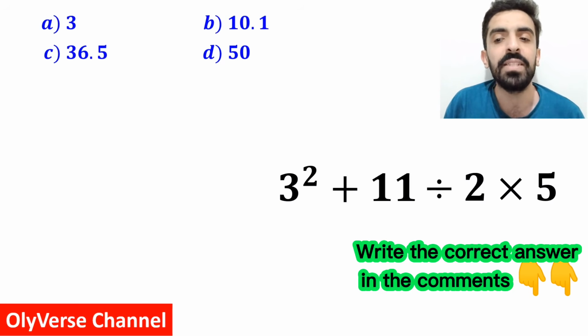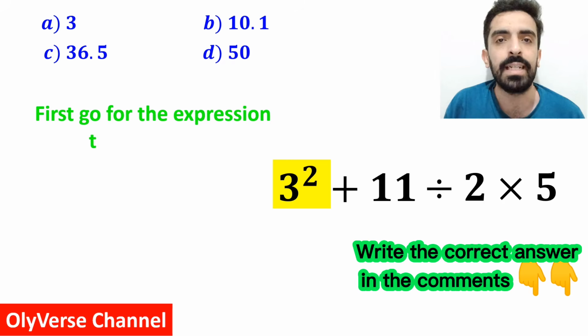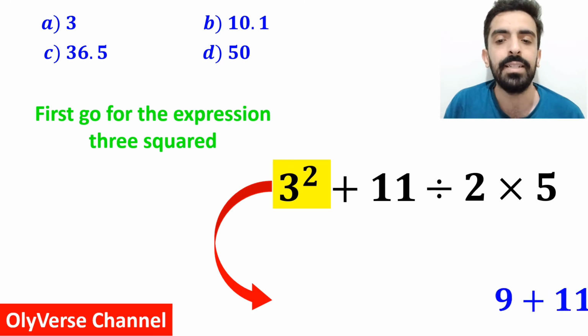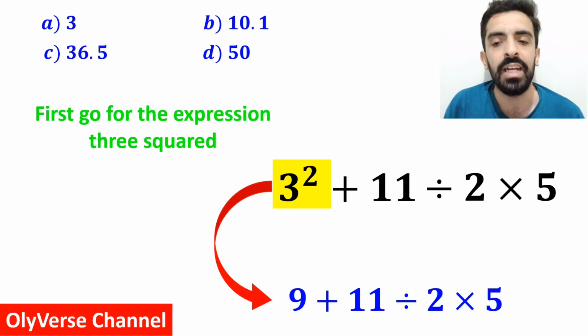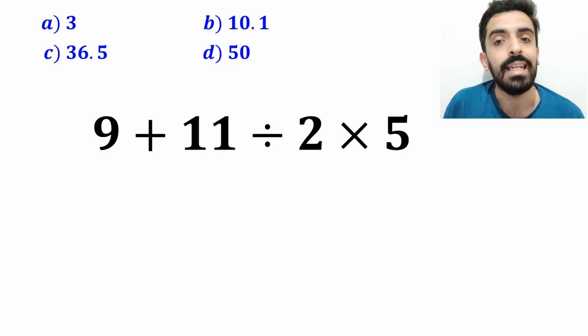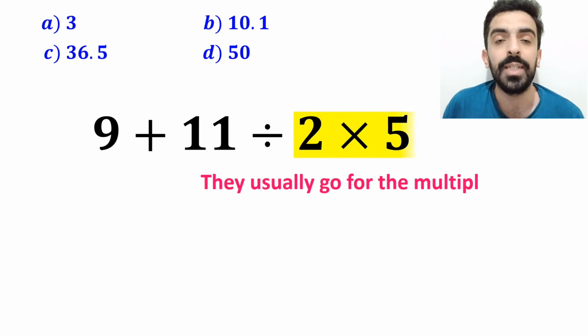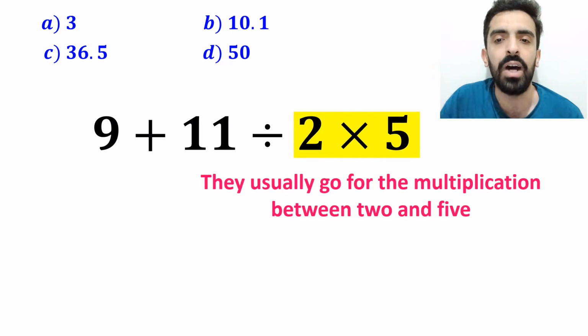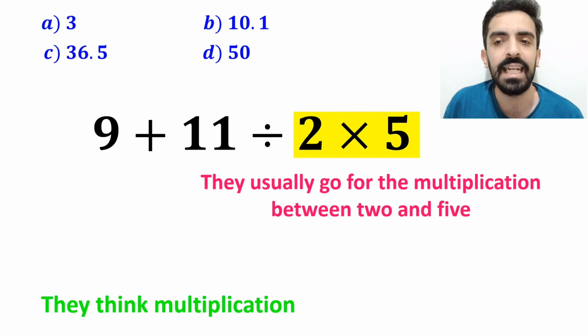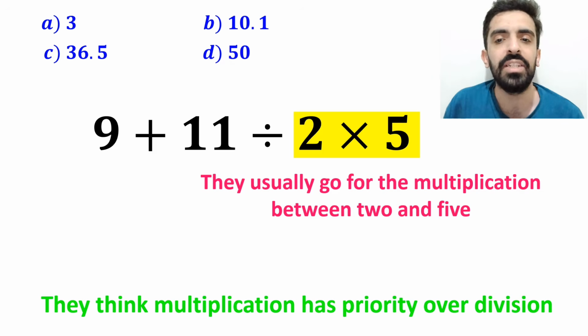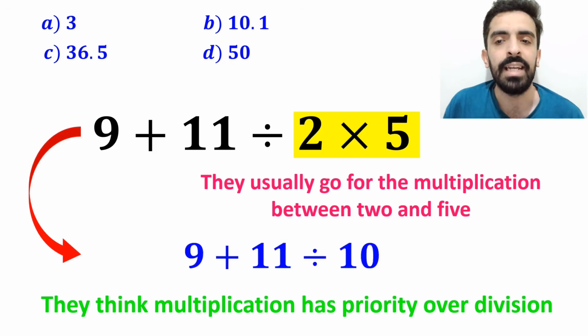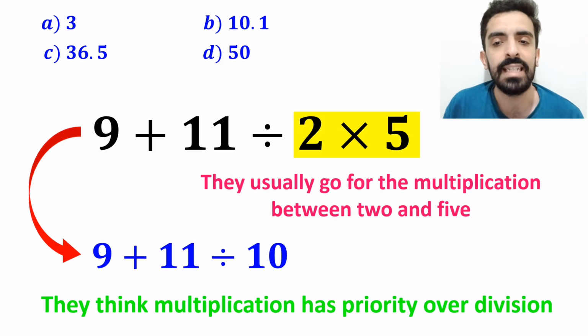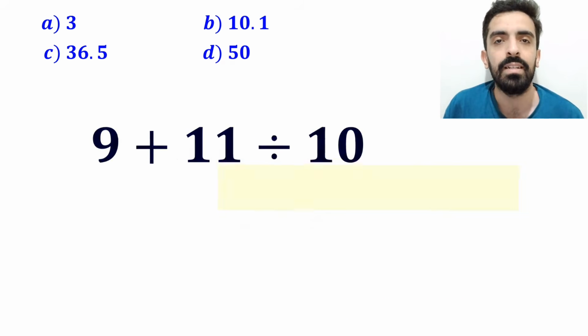Also, some other people when solving this question first go for the expression 3 squared and they simplify it to 9 plus 11 divided by 2 multiplied by 5. In the next step, they usually go for the multiplication between 2 and 5 because they think multiplication has priority over division. So, they rewrite this equation as 9 plus 11 divided by 10.